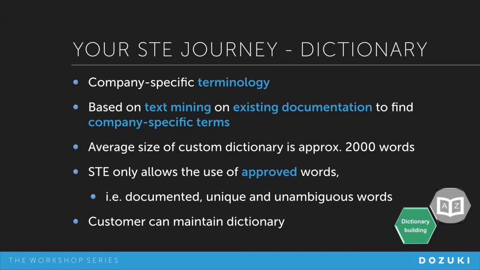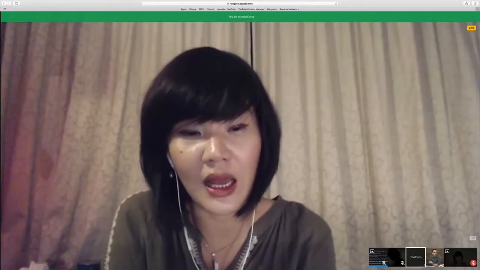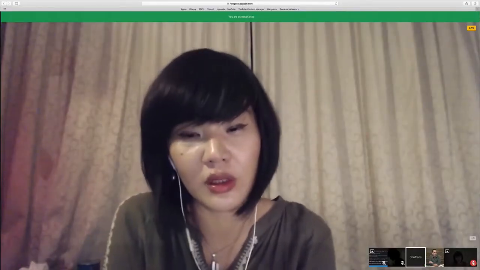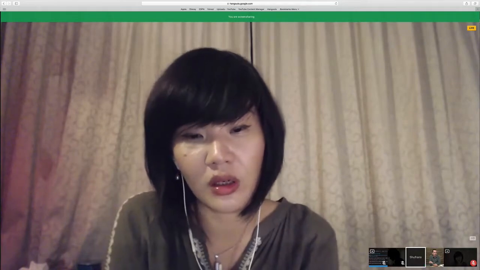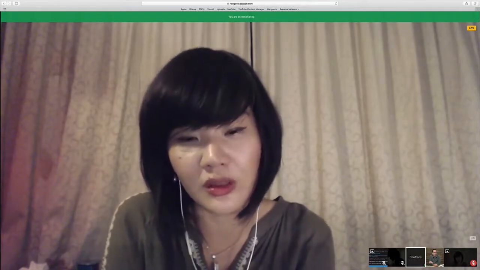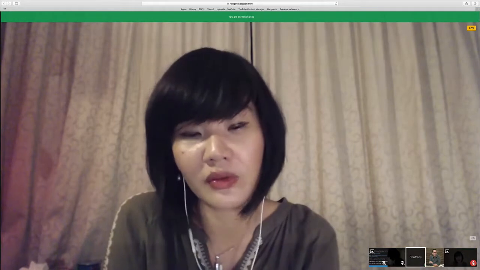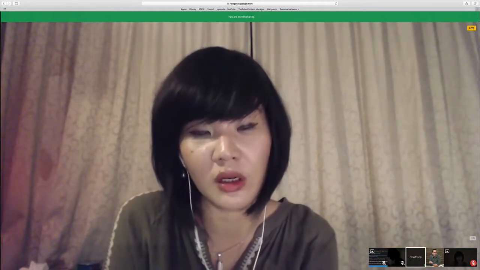So what would normally be done is text mining on existing legacy documentation to find company-specific terms that have been used in the past and decide if those terms will be included. So the term candidates will be filtered by terminologists to see which ones are valid, which ones are invalid, and then which terms have the same meaning. And normally for a 5,000 page manual, you could expect to end up with somewhere between 1,500 to 3,000 industry specific words.